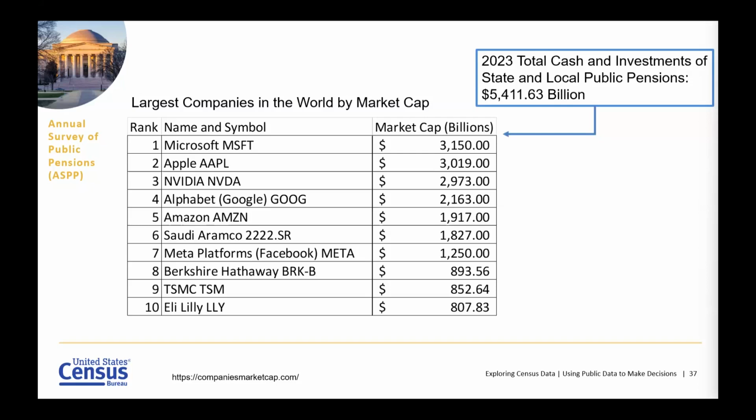State and local pension plans hold enough assets to buy about 5 of the top 6 companies in the world and still have money left over. We are talking about a lot of money, $5.4 trillion worth of money.